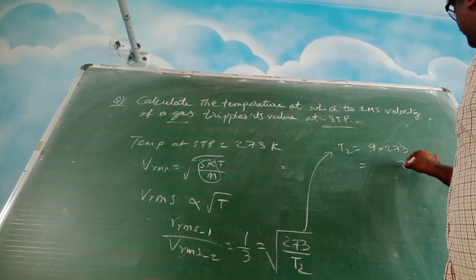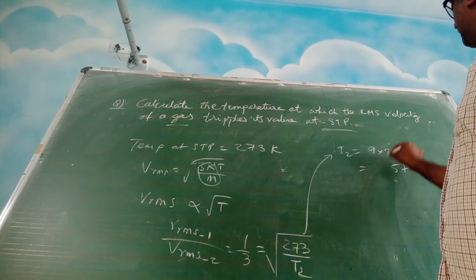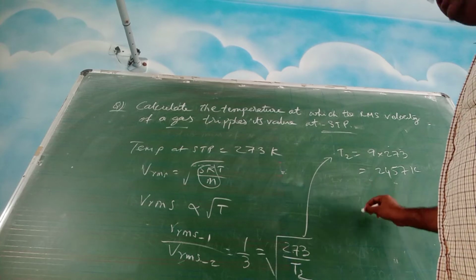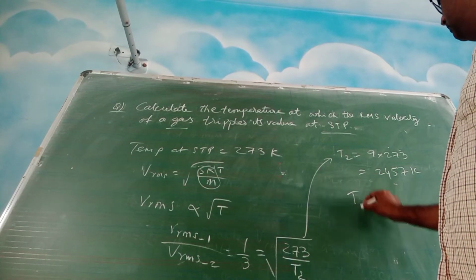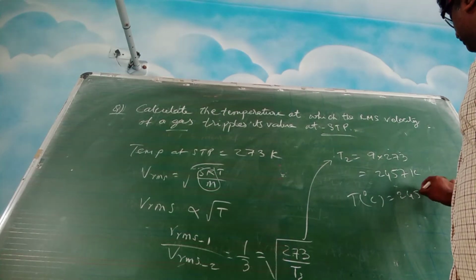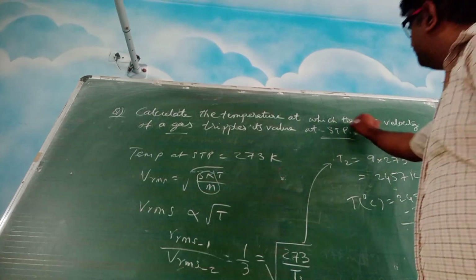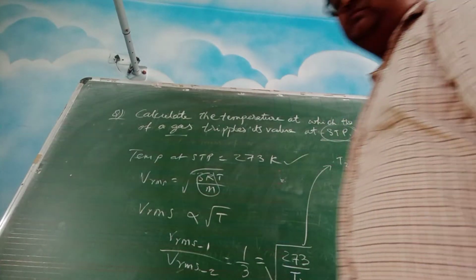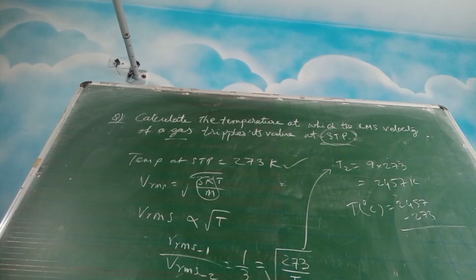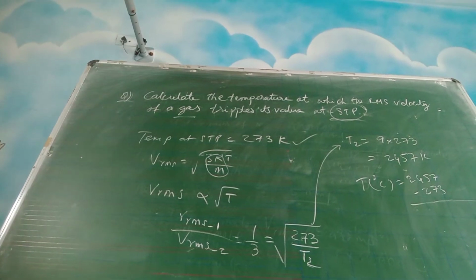9 3s are 27, 9 7s are 63, 9 2s are 18 plus 6 is 24, so 2457 Kelvin. Suppose I ask you in degree Celsius, what do you have to do? 2457 minus 273. Okay, so the main thing is at STP you should know what the temperature is. Simple question, but these things you should know. All these things you might have covered in the chemistry part also. It's kind of a revision only.